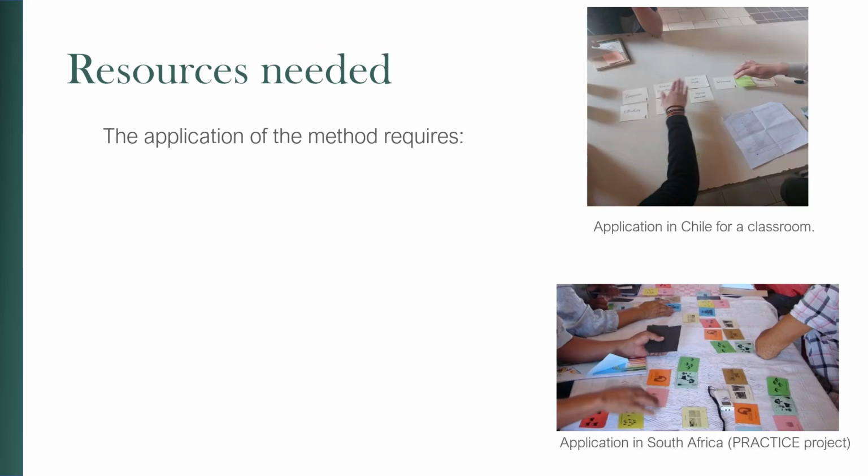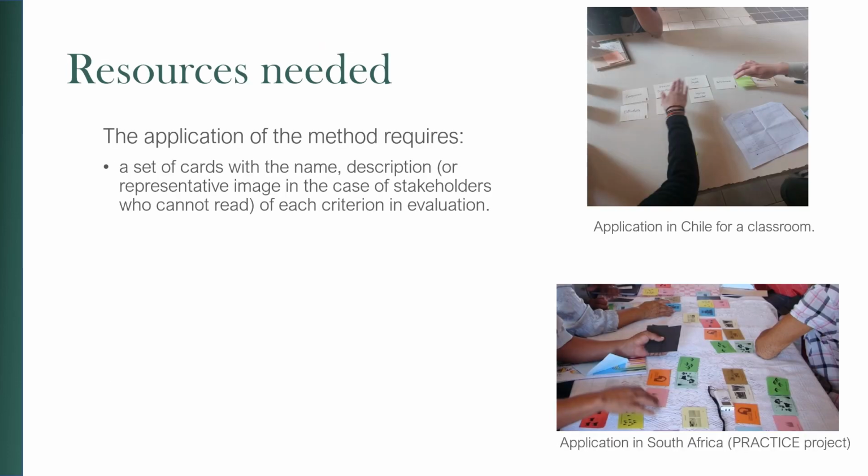To apply this method, a set of cards is required with the name, description, or representative image of the criteria. In the first photograph, we can see the cards only have names. But in the second photograph, it's possible to see the cards have images. This is an important adaptation in cases where stakeholders cannot read or the indicators are not necessarily easy to understand.